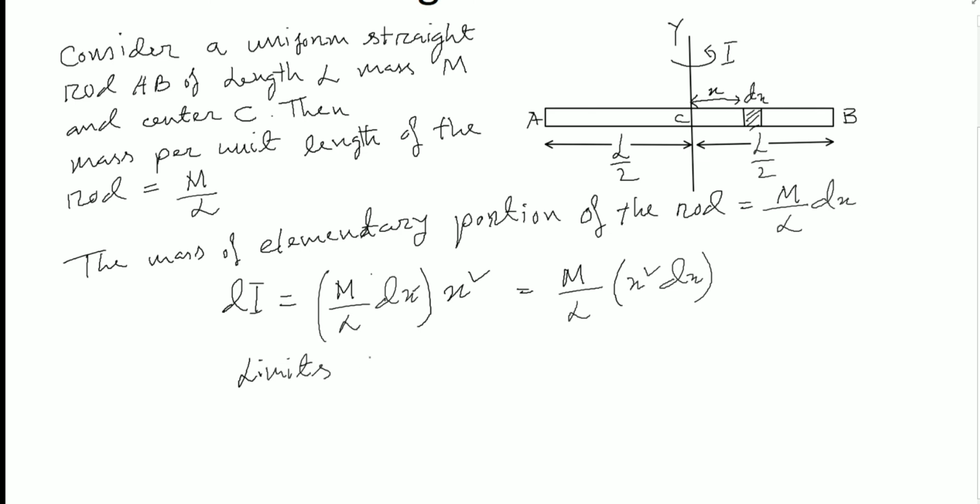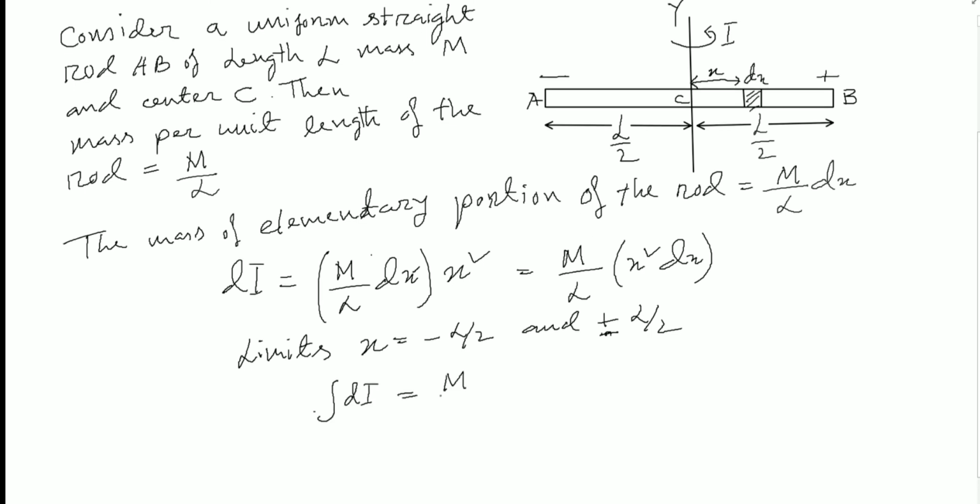The moment of inertia I of the rod AB about the axis y dash can be found by integrating the above for all elementary portions between the points A and B, that is by integrating the above between the limits x equals to minus L by 2 and plus L by 2.